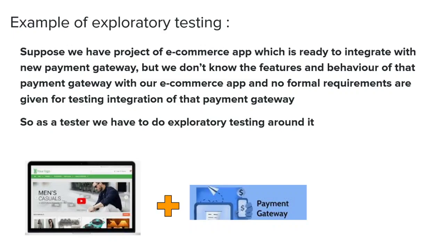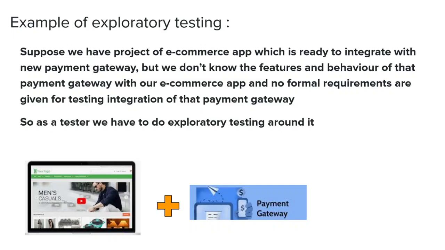And now let's take one example of exploratory testing. Suppose we have an e-commerce application. So we have some e-commerce project which is ready to integrate with a new payment gateway. We have one e-commerce application for online purchasing of various types of products, which is totally tested and which is perfectly working fine. And now in that e-commerce application, we want to add a new payment gateway. That payment gateway is also a third party application that is also tested and working fine. But we want to do integration of our system and that payment gateway system.